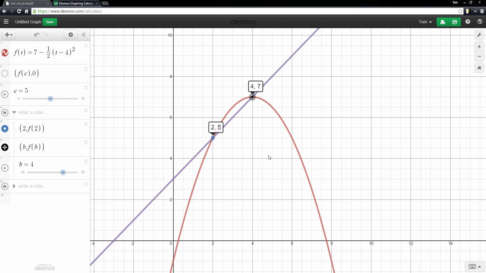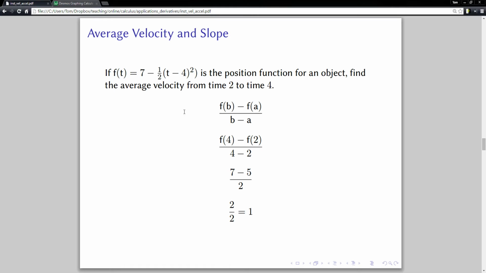So if we want to calculate the slope of the line joining those 2 points, we'll get 2 units over and 2 units up. That means the slope of this line is 2 over 2, which is equal to 1. And notice that is exactly what we got when we did this average velocity calculation.